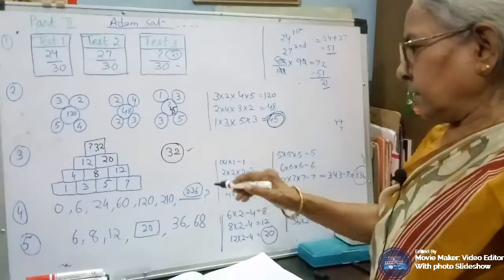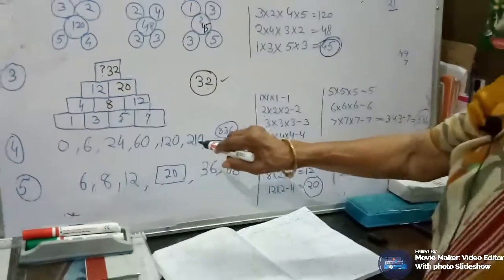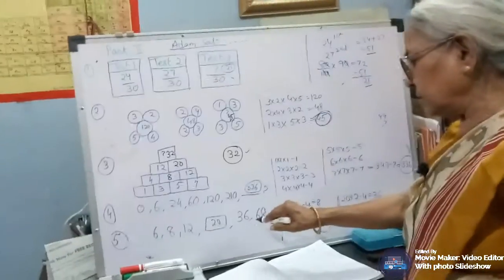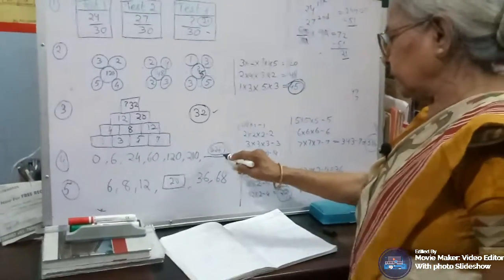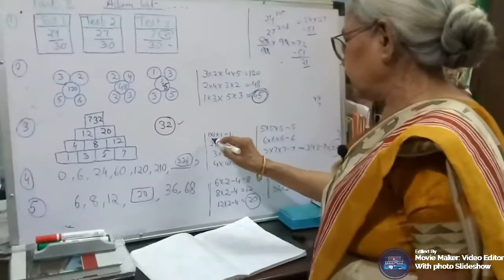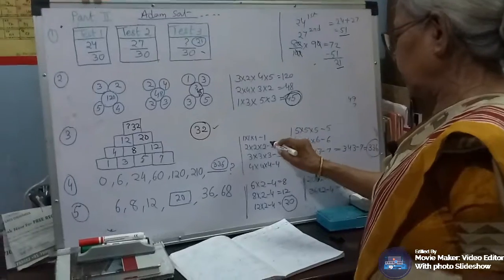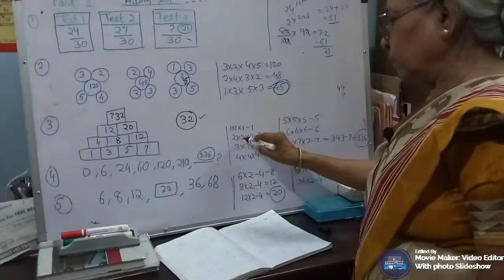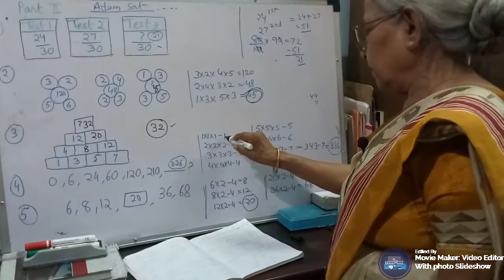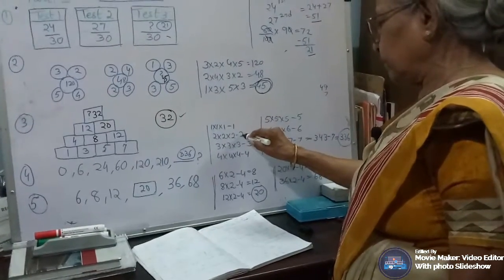Okay. Fourth question is, this is some sequence and we have to find the sequence and then find the dash, that is the missing number. So here the sequence we are finding: 1 into 1 into 1 minus 1. It is 1 into 1 into 1 is 1, minus 1 is 0. Then 2 into 2 into 2 is 8. 8 minus 2 is 6.